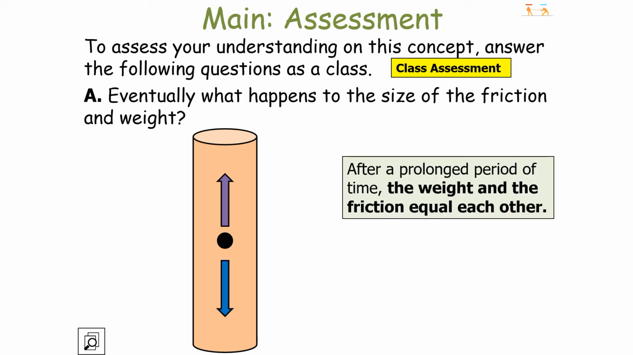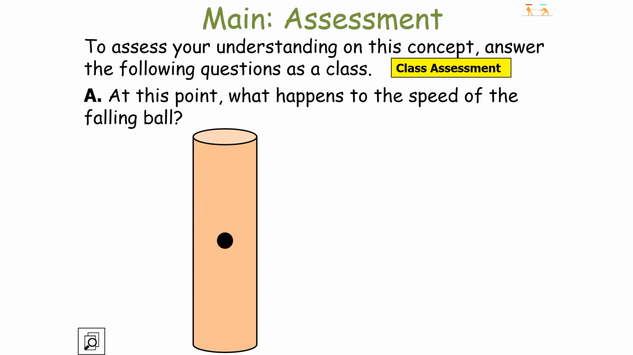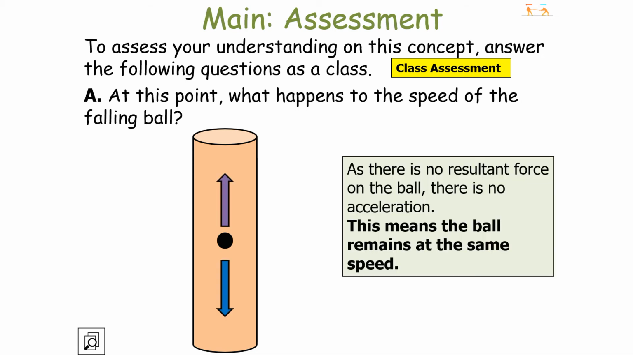Now, eventually, what happens to the size of friction and weight? Well, after a prolonged period of time, the weight and the friction equal each other, but it does take quite a while for this to take place. So at this point, what happens to the speed of the falling ball? Well, as there's no resultant force on the ball, there's no acceleration. So this means the ball remains at the same speed.